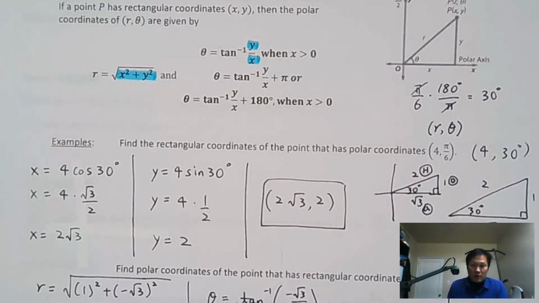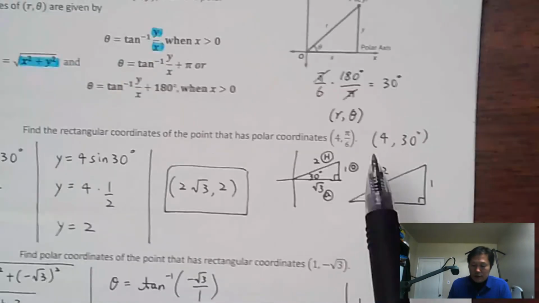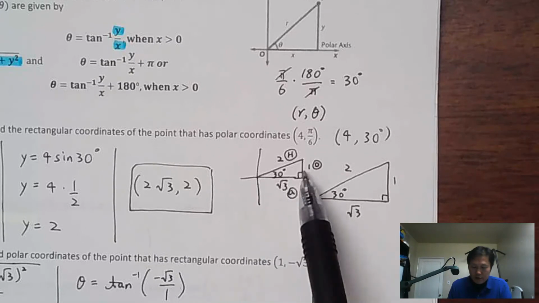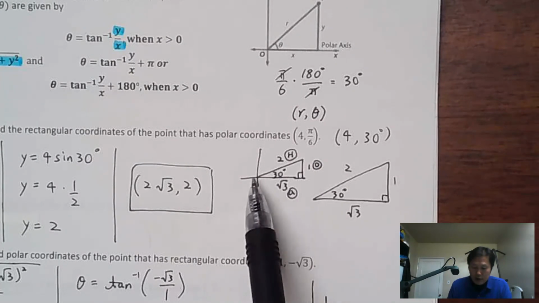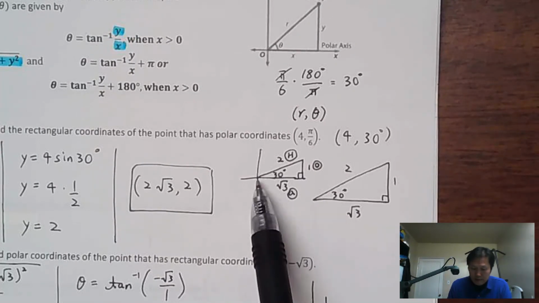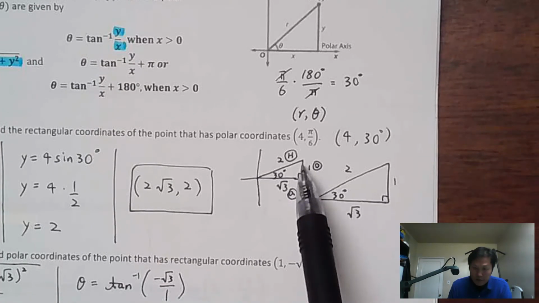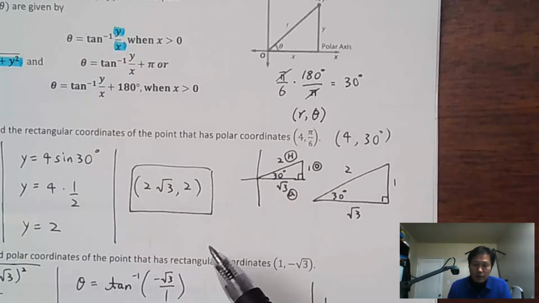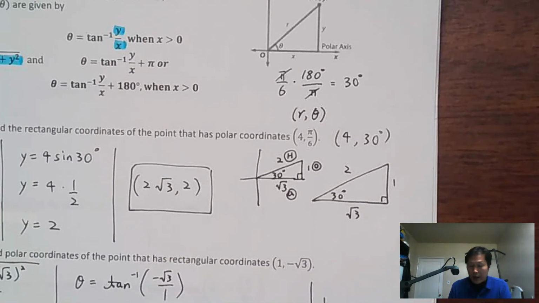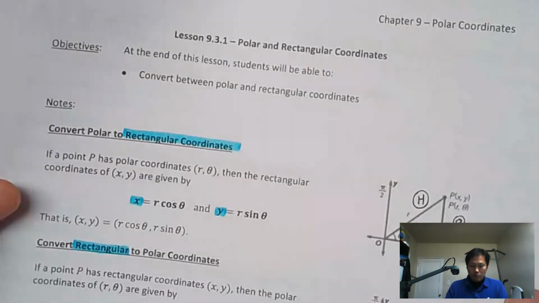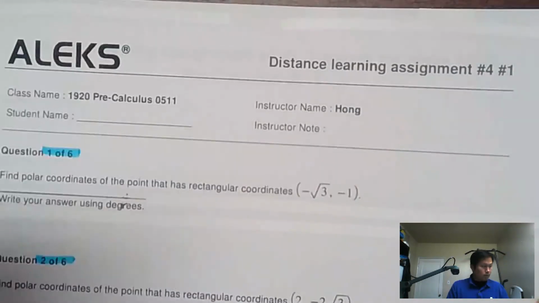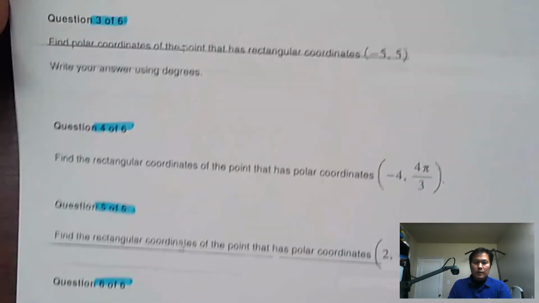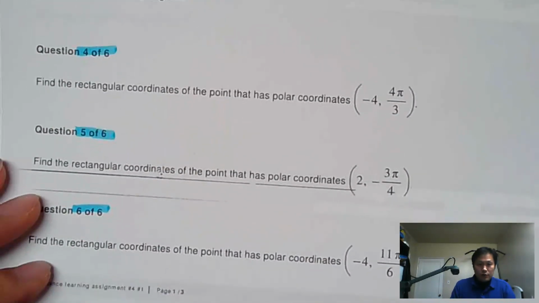So there is a catch on this. If you think about this 4 comma 30 degrees, this is in the first quadrant. First quadrant means right side is positive, and if you go upward, that's positive too. But if it's in a different quadrant, you may have to deal with a minus value for x or y. So let me give you more examples on this. This is an extra practice question.